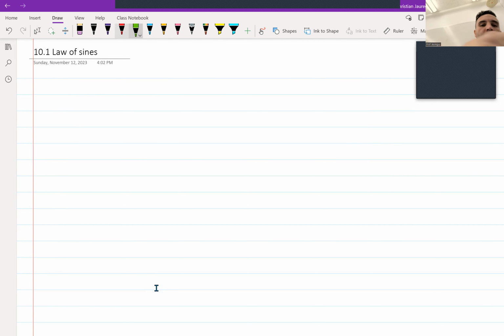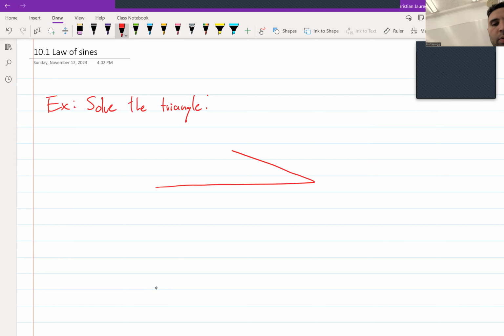So here's the thing. Let's start with an example. Oops, sorry, pen has frozen. Okay, there we go. Start with an example. If I said solve the triangle, right? We've solved tons of triangles before. Solve the triangle. And it looked like this.